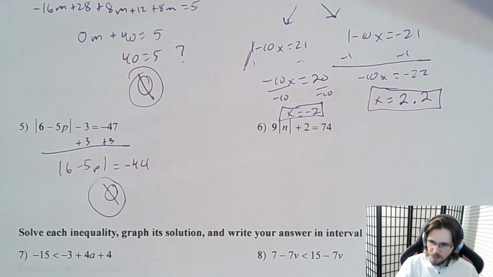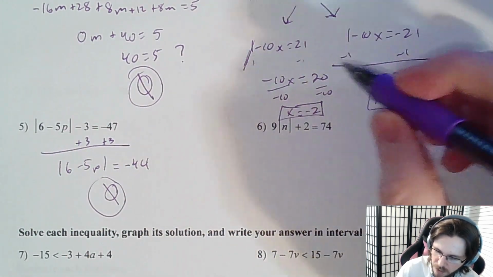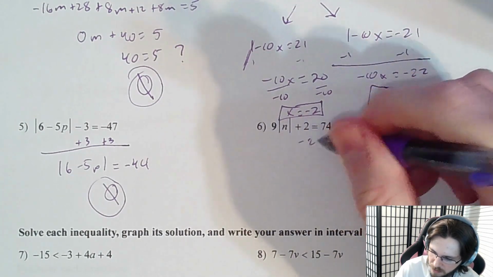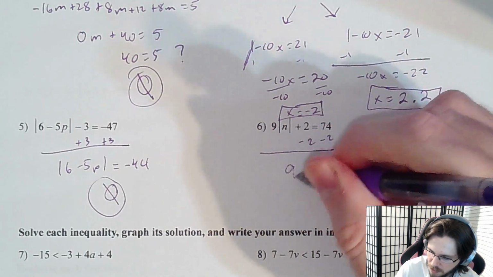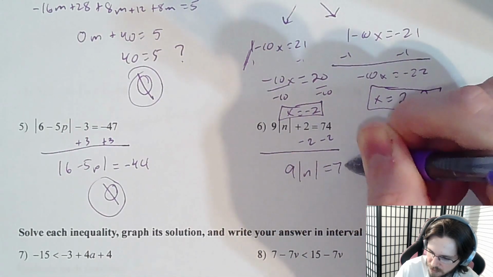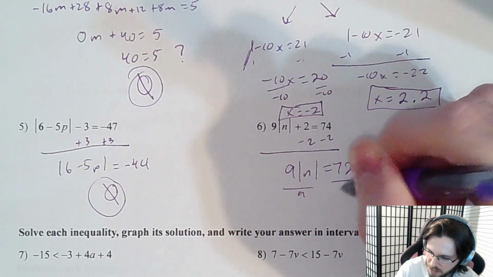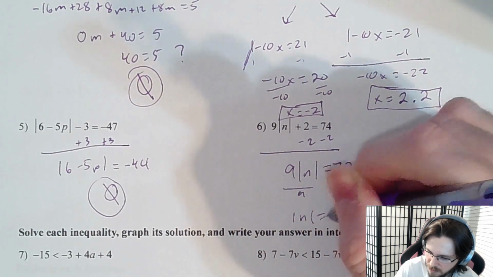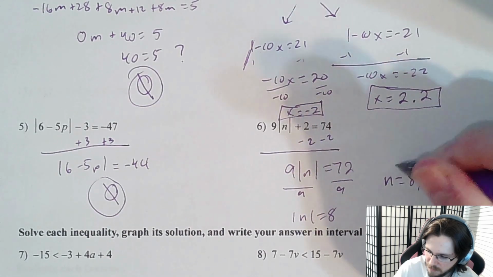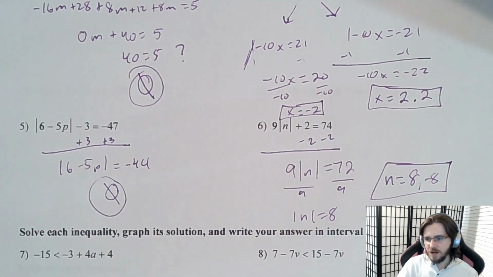Number 6. This one I just kind of threw in there as a reminder that you can have the absolute values just kind of alone like that. So subtract 2 on both sides, we'll get 9 times the absolute value of n is equal to 72. Divide both sides by 9. Absolute value of n is equal to 8, and therefore n is equal to both positive 8 and negative 8. And that's all we have to do.